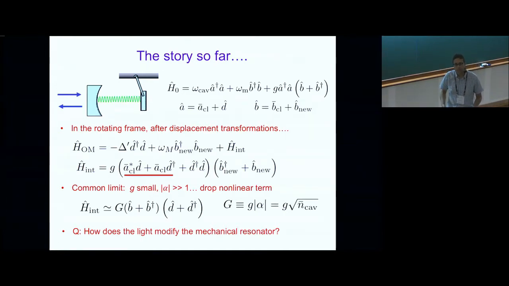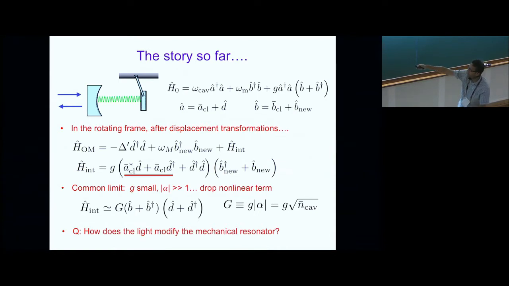To get something, we need to strongly drive the cavity, put lots of photons in it. There's going to be a large coherent laser drive on the cavity at some frequency, omega laser. So what we do to deal with that drive, we make these displacement transformations on both the photon lowering operator and the mechanical lowering operator. The drive induces some average number of photons, that a bar squared, that's going to be very, very large.